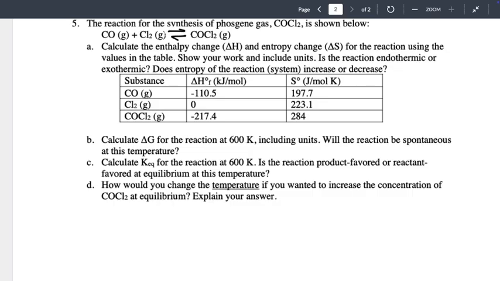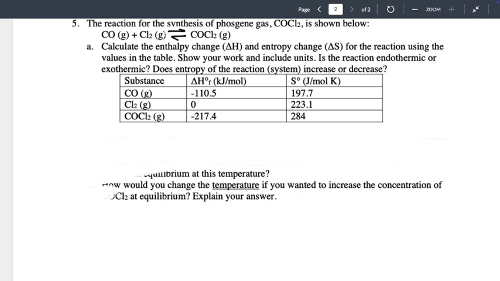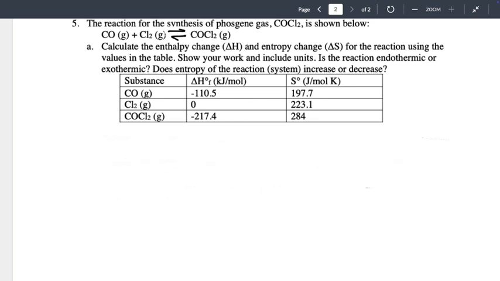which then takes us, okay, as shown below, calculate the enthalpy change and the entropy change for the reaction using the values in the table. Show your work and include units. Yeah, let's just start with that. So how do we go about doing that? How do you calculate enthalpy and entropy changes?